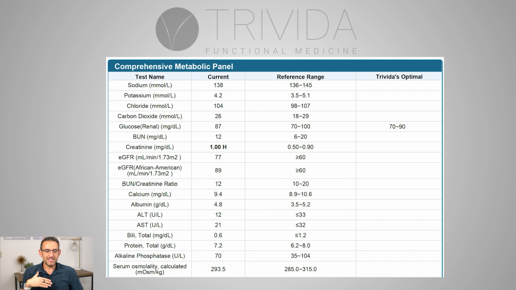So if these numbers were all high, like if you had high sodium, high potassium, high chloride, high creatinine, if everything was high, the serum osmolality would be very high. If everything was low, the serum osmolality would be very low. So again, it's a calculation, not my favorite, but it's just telling me how much stuff is in your blood versus how much it isn't.